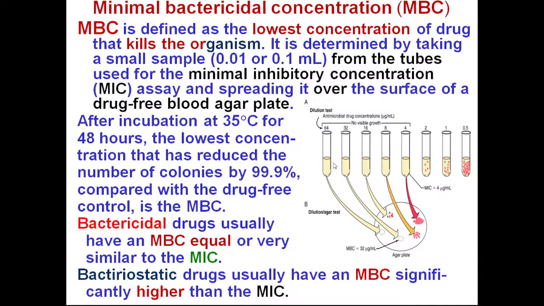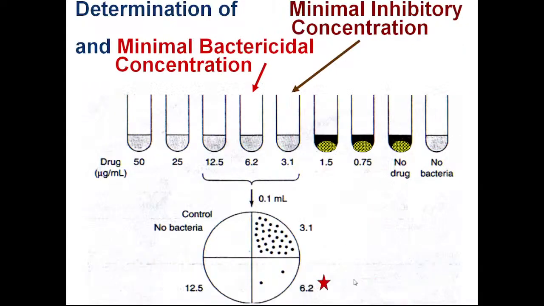Then finally, when we take a sample, there will be no bacteria in the next one. So then we find the minimal bactericidal concentration. This will be the minimal concentration that kills bacteria. If the minimal bactericidal concentration in our case is 1 is to 32, and it is much higher than the minimal inhibitory concentration, then it is a bacteriostatic drug. And if it is lower, then it is a bactericidal drug.